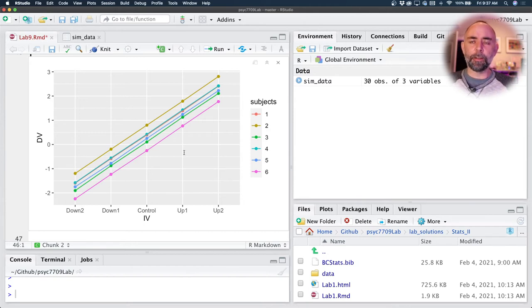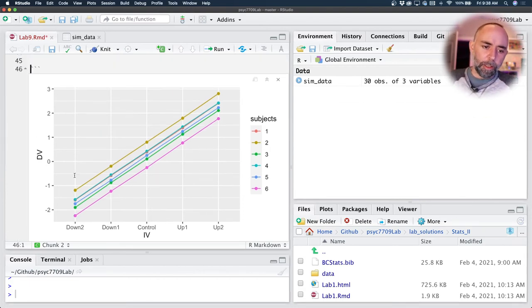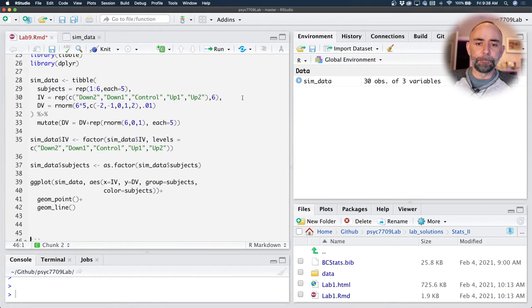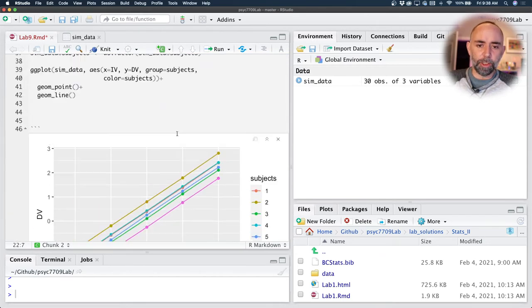This simulates the idea that every time you run six people in this experiment, the differences between subjects are going to be random. However, the differences between the levels are going to be very consistent, because in this example we have a very consistent effect. So just one more time to show that this is changing every time we do that.